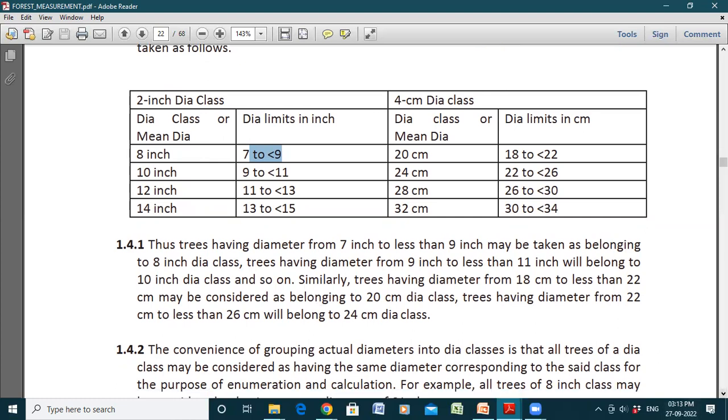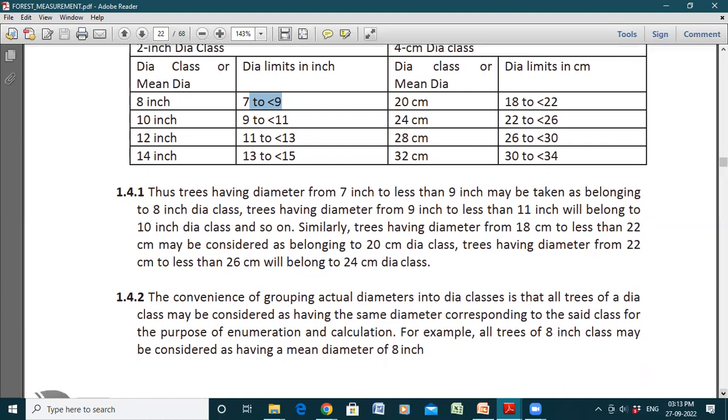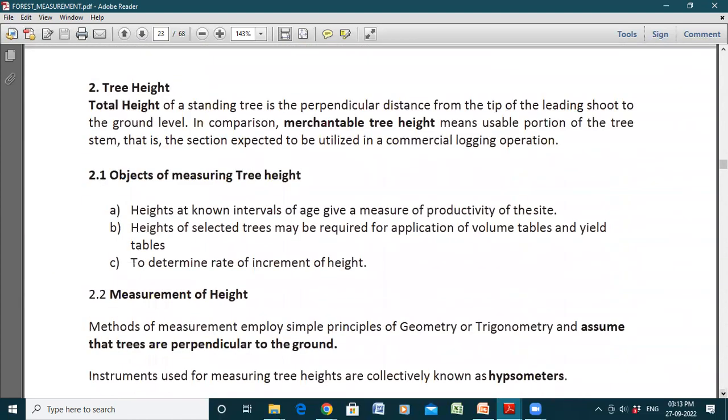So the convenience of grouping actual diameters into diameter classes is that all trees of a diameter class may be considered as having the same diameter corresponding to the said class for the purpose of enumeration and calculation. Suppose all trees of 8 inch may be considered as having a mean diameter of 8 inch. Yes or no? So within this range, we consider all the trees as falling into that particular diameter class, and it will help us during the enumeration or calculation process. I hope this is clear to you.